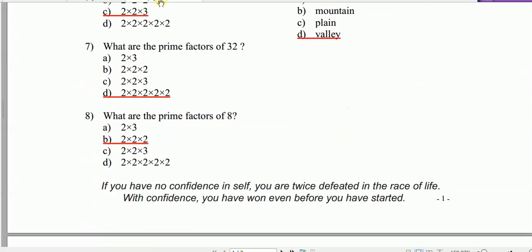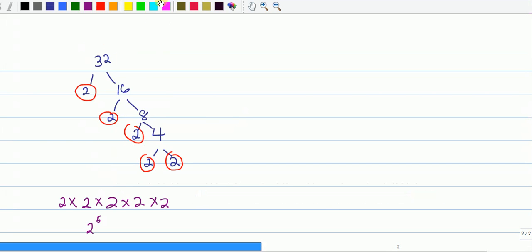Number 7 says, what are the prime factors of 32? So we're going to do the same thing. So here we have our 32, and we would again say what is the smallest prime factor that can go into 32? 2 can go in there 16 times. 2 is already prime, so we'll circle that one. We then say what can go into 16? 2, smallest prime again, it goes in there 8 times. 2 is prime, circle that one.